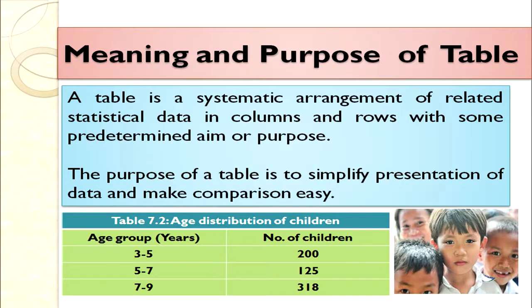Let's discuss the meaning and purpose of a table first. What is a table? A table is a systematic arrangement of related statistical data in rows and columns with some predetermined aim or purpose. That means here we are arranging systematically related statistical data in rows and columns, and this is done for a predefined purpose.